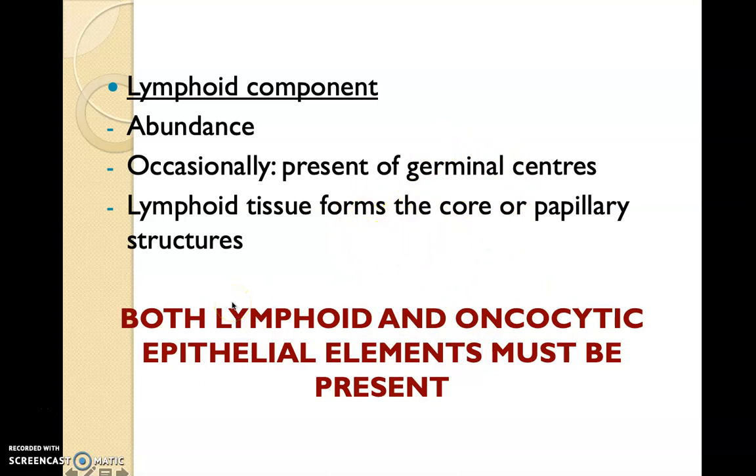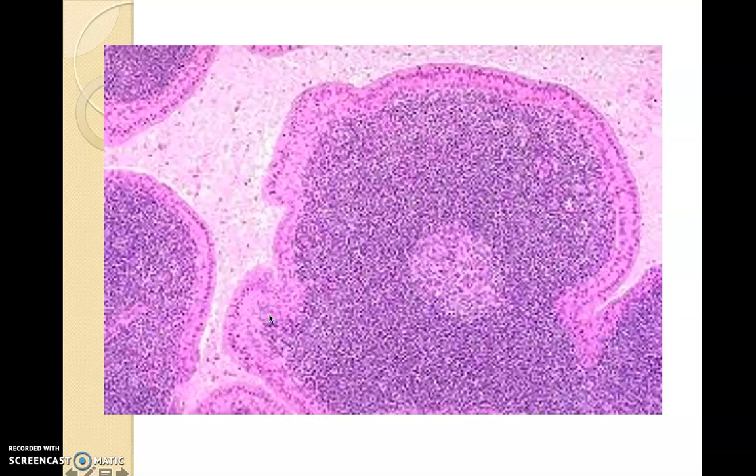So for you to say it's Wharton's tumor, you need to have both lymphoid and oncocytic epithelial elements. So you need to have both lymphoid and epithelial components. Okay, so can you see this is in lower power? Okay, you can see it's very dark. There are so many, plenty, abundance of cells here. This is the germinal center.